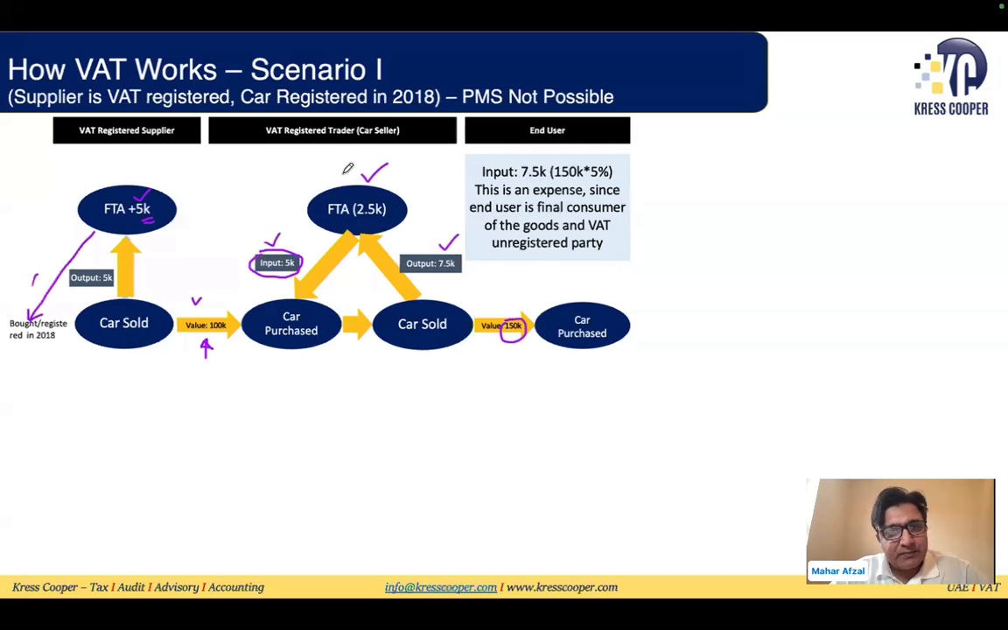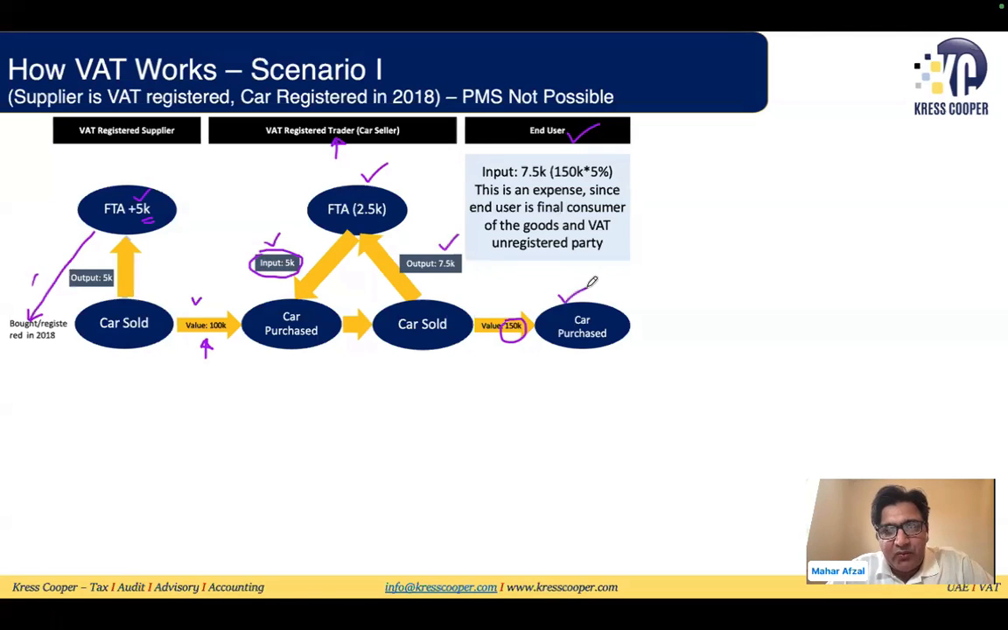This VAT registered trader is the presumed collector of the government. This person is collecting the money on behalf of the government and depositing it to the government after adjusting their own input tax, which is 5K. This is how VAT works. When this car is sold at 150K plus 5% VAT on top, which is 7.5K, to an end user individual, assuming Mr. A, B, C, this 7.5K net output tax will become the cost of this end user.